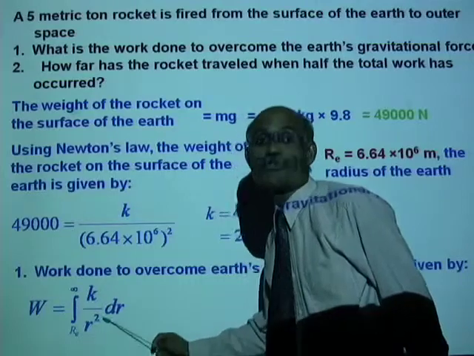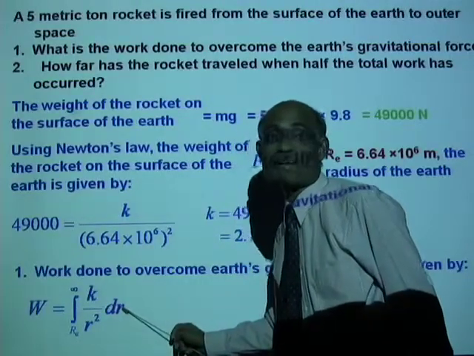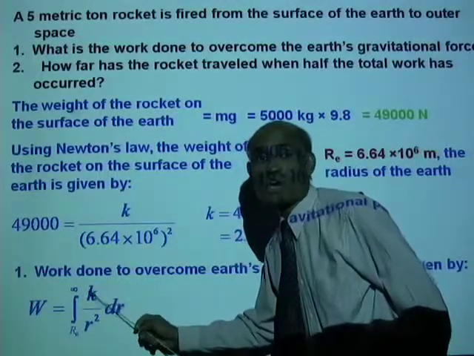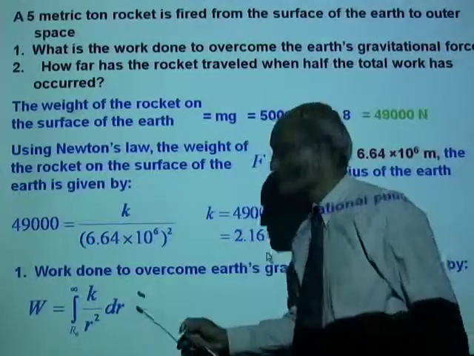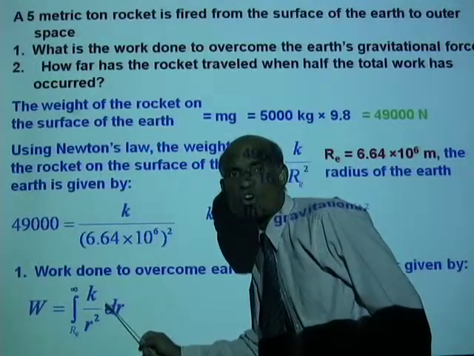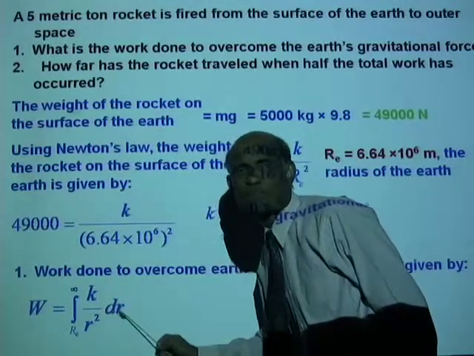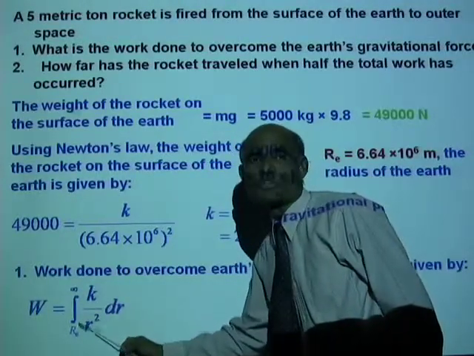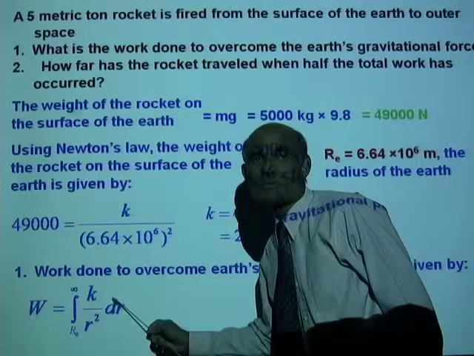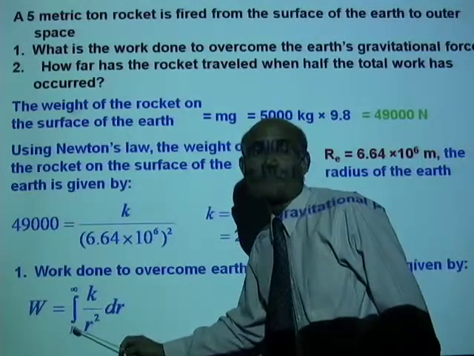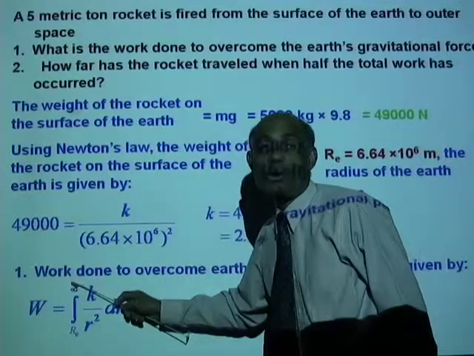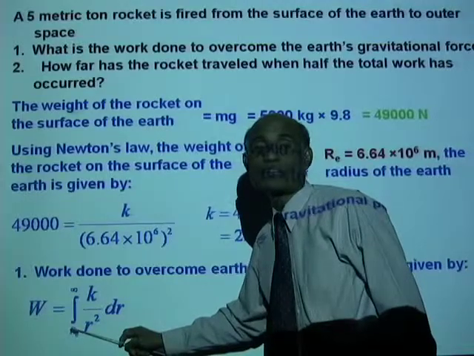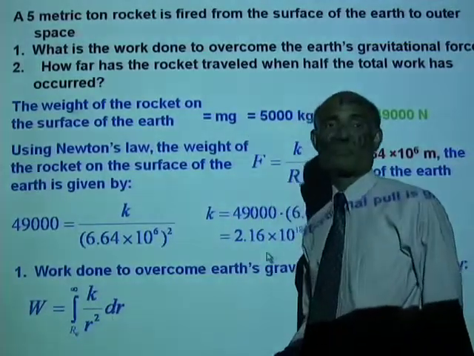The work done is the force multiplied by displacement. And because this force does not remain a constant throughout the displacement, we assume that this force remains a constant during the very small displacement dr. So we calculate that dW, the work done for that small displacement, and then integrate it from the surface of the Earth all the way to infinity. The value of r on the surface of the Earth is the radius of the Earth. That's the meaning of this integral.